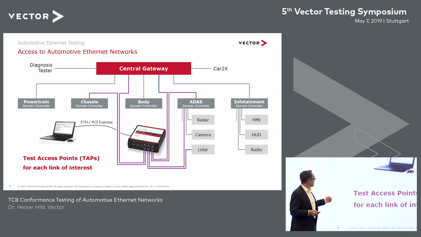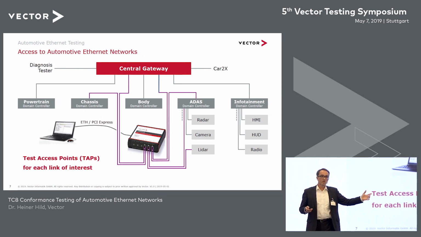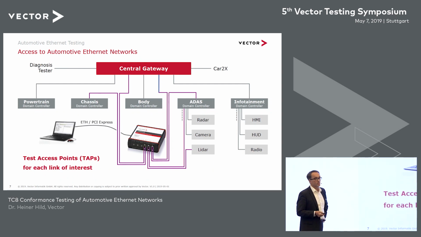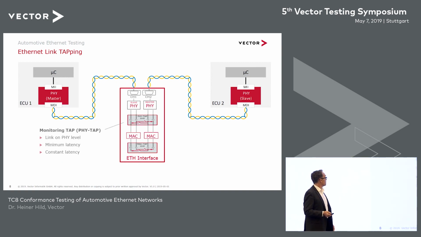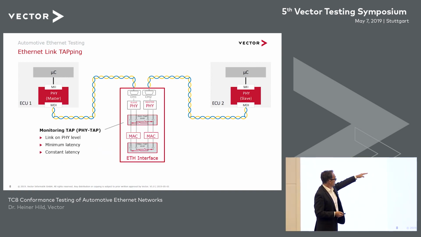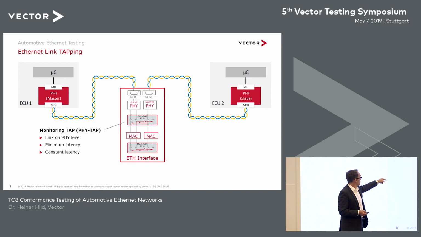We take test access points, taps, for each link of interest that you wish to study along the line. You will have to make available such a tap, a test access point. In the interfaces, there are two stages. There is one link being shown by way of an example between two link partners. So either on the PHY level, you can establish a so-called tap, or then on the MAC level, behind the PHY or behind the MAC. That has different reasons, different reasoning.